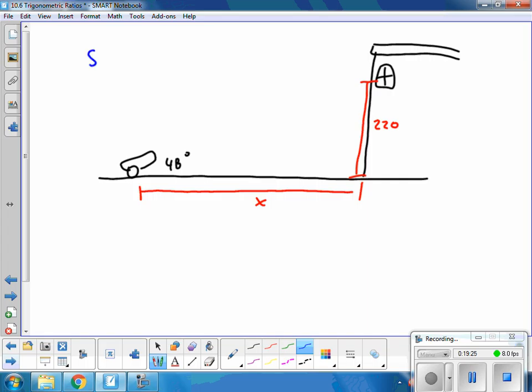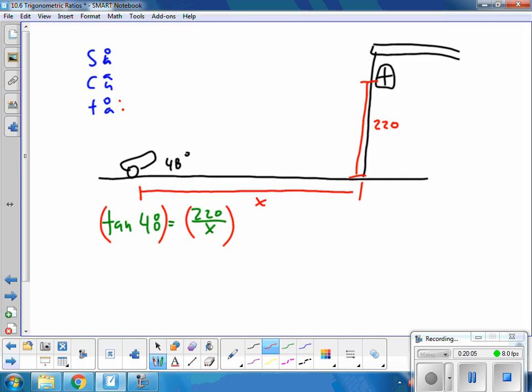Let's SOHCAHTOA this, okay? So, S-O-H, C-A-H, T-O-A, okay? I'm spelling that wrong. There it is, haha. I knew we'd get it. Okay, so what do I know? I know opposite, and I'm looking for adjacent, so opposite and adjacent. Tangent, the winner. Okay, let's tangent this again. Tangent's getting pretty popular. Everybody likes a good tan. Good tan. So the tangent of 48 degrees is going to be my 220 over my x.